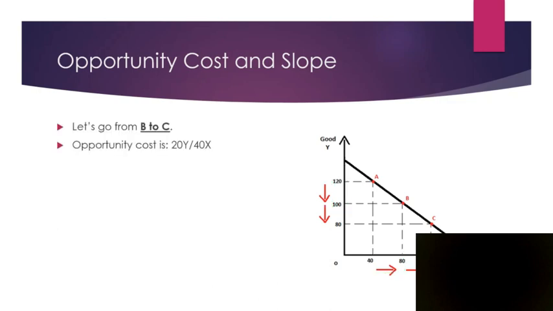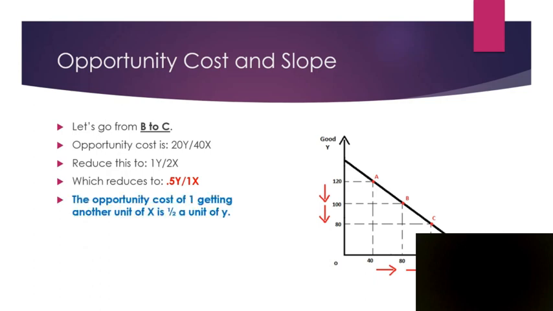Now let's go from B to C. Again, do you agree that the opportunity cost is that 20y are given up, 20y foregone, because we go from 100 to 80, and 40x are gained? We go from 80 to 120. So again, I can reduce that to 1/2, right? 1y over 2x, and I can reduce that to 0.5y over 1x. So the opportunity cost of getting 1 more unit of x is still 1/2 unit of y. It's the same, in other words, right?